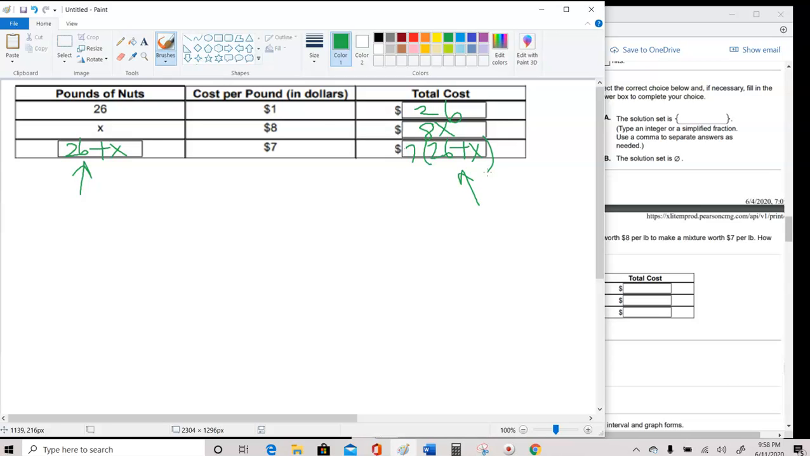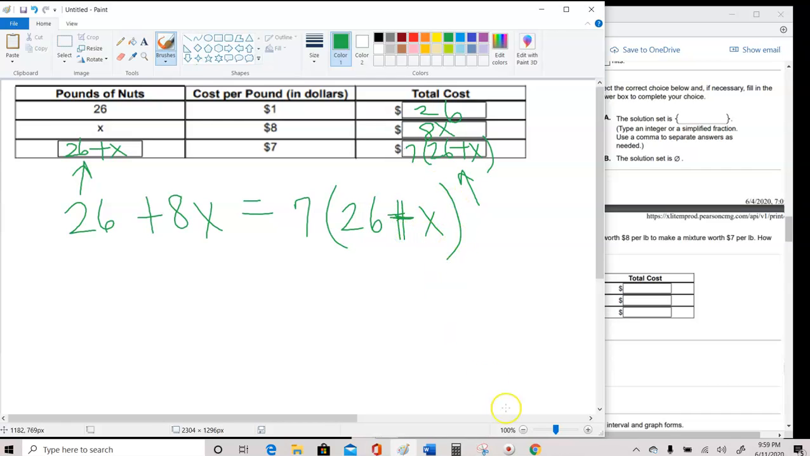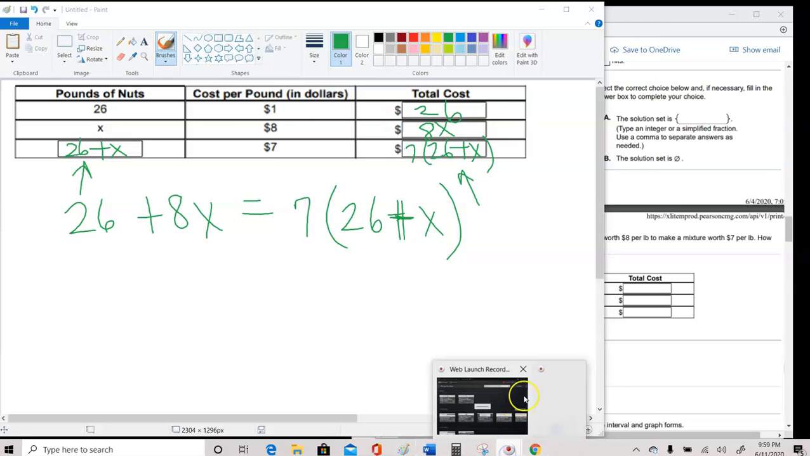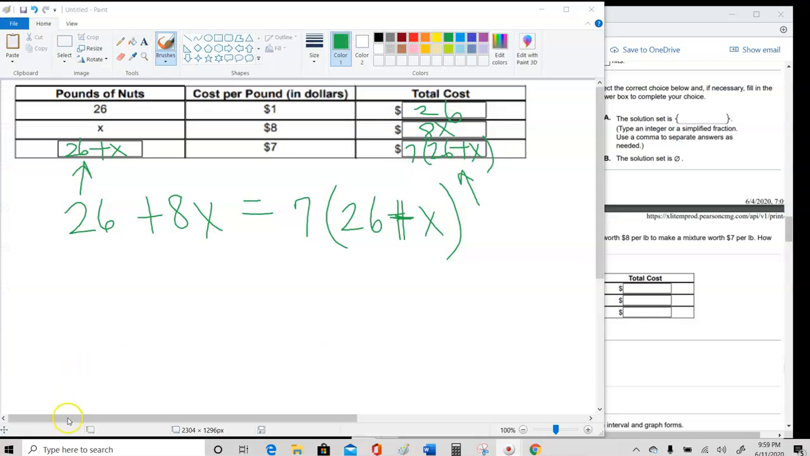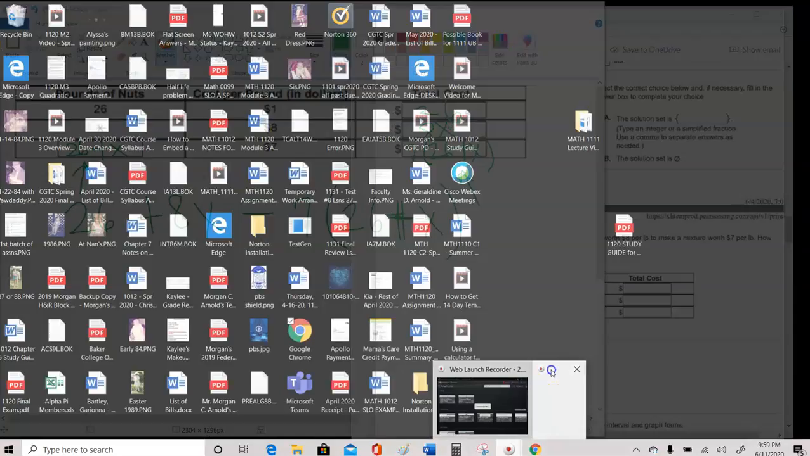Sorry about that, my phone was going off. So we can use the last column to build the equation. So we have 26 plus 8x equal to 7 times 26 plus x. And now we can use this particular equation to find the unknown amount.